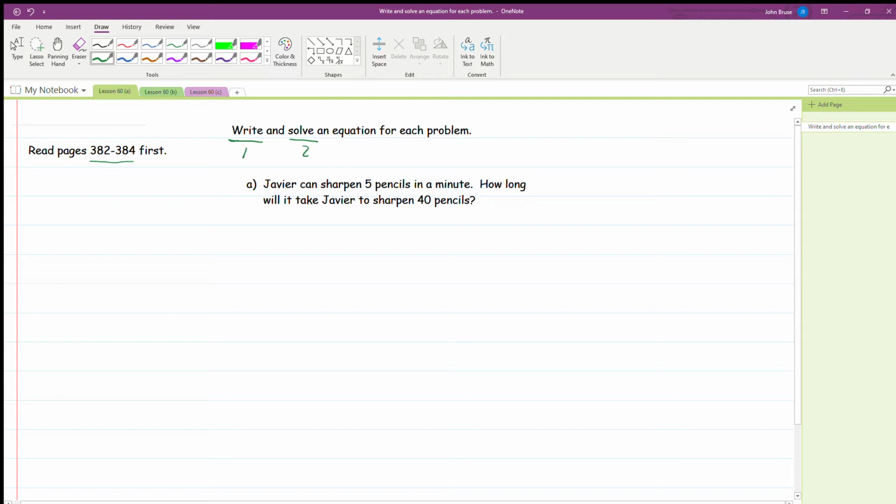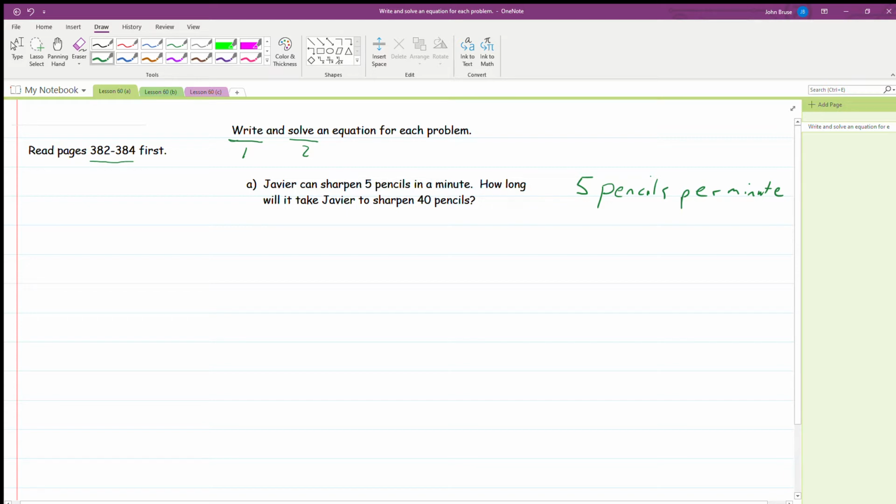So we're going to start by looking at A, which is Javier can sharpen 5 pencils in a minute. How long will it take Javier to sharpen 40 pencils? Well, his speed is 5 pencils per minute. So in 1 minute, he can sharpen 5 pencils.